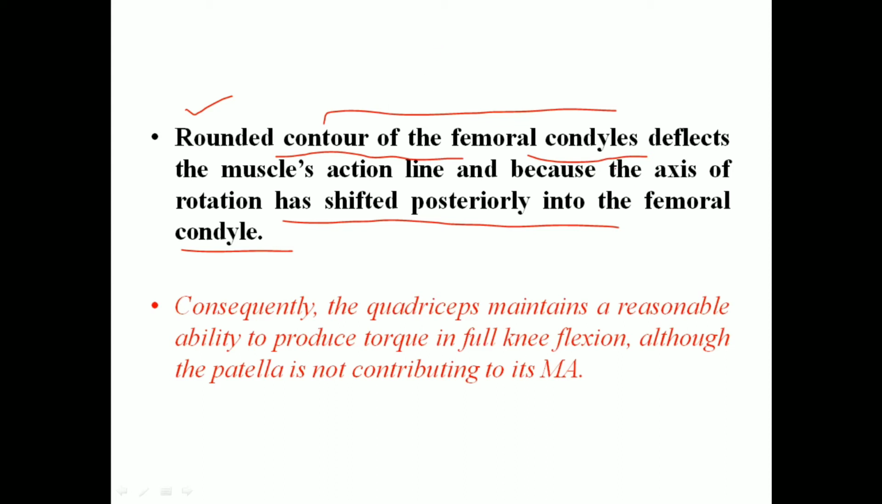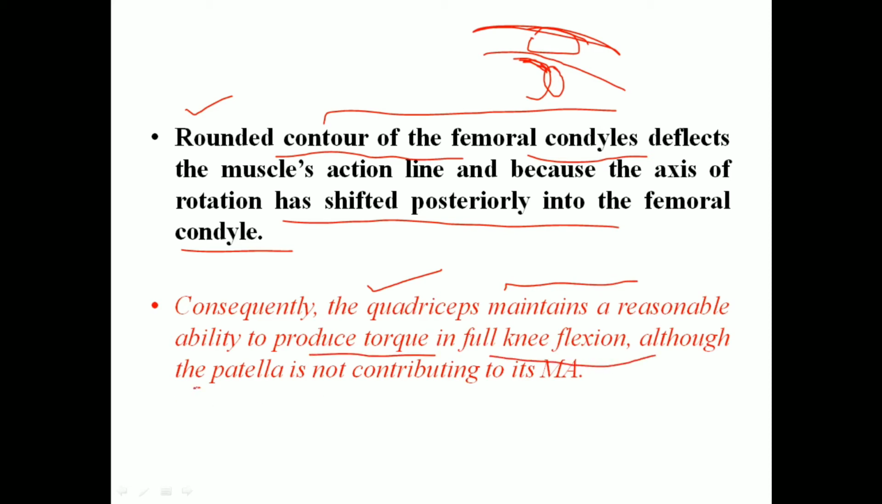Due to this, as we know, if this is the patella bone, the condyles are present here. Earlier the tendon was here. Now the tendon came here somewhat because the patella is inside the intercondylar notch. Now it is rolling on the condyles of the femur. Due to this, the quadriceps maintains a reasonable ability to produce torque in full knee flexion, although the patella is not contributing to its moment arm.